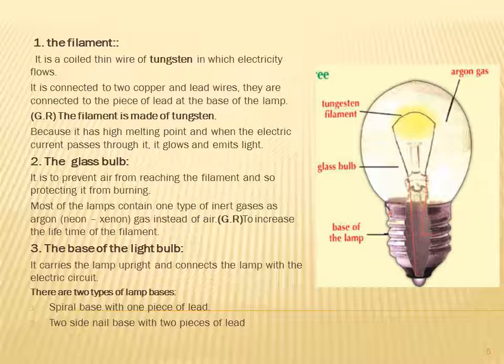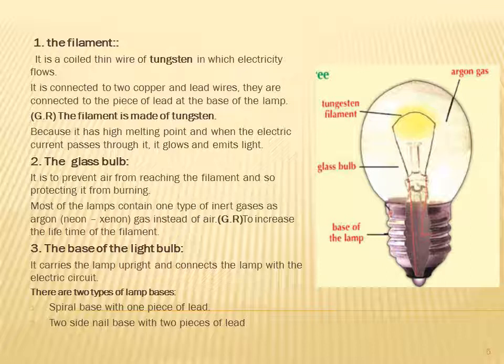So the base of each lamp, this is what carries the lamp. At the bottom of this base there is a piece of lead. One piece of lead if it's a spiral base, and two pieces of lead if it's a two-side nail base. Out of this piece of lead there are two wires. These two wires are made of a mixture of copper and lead elements. These two wires are extending from down to up to end with my filament.